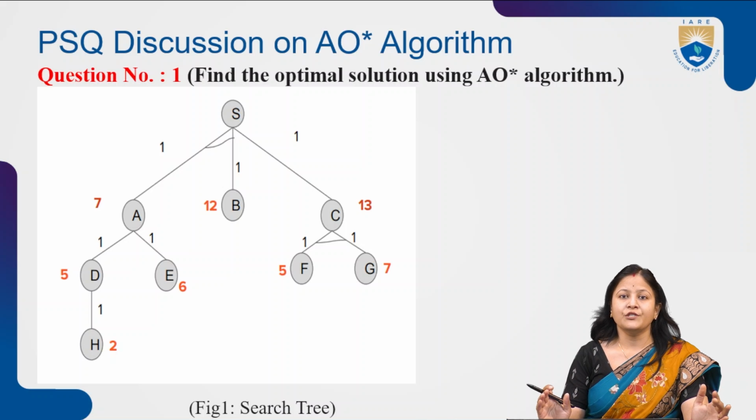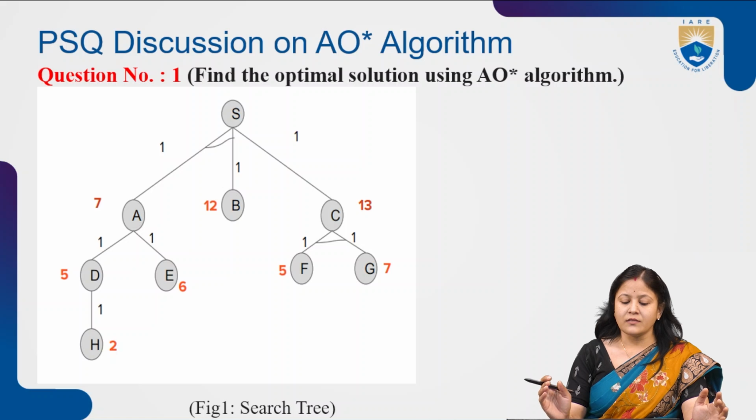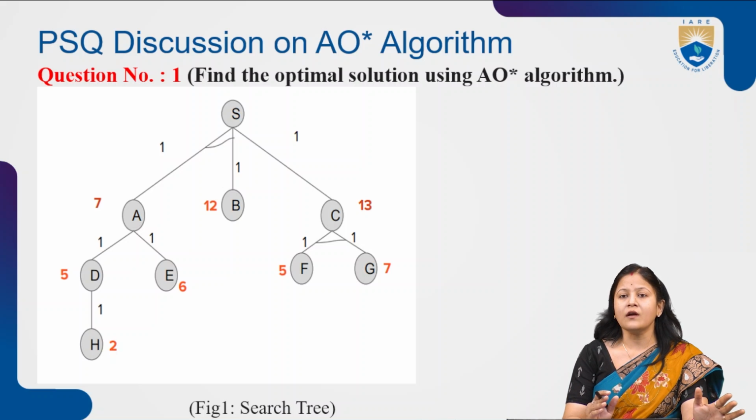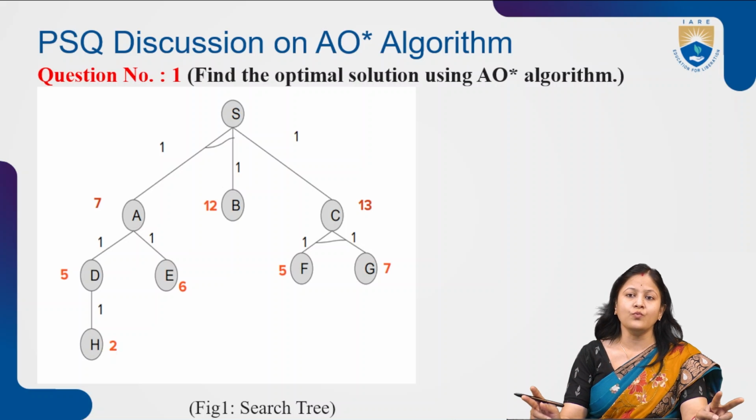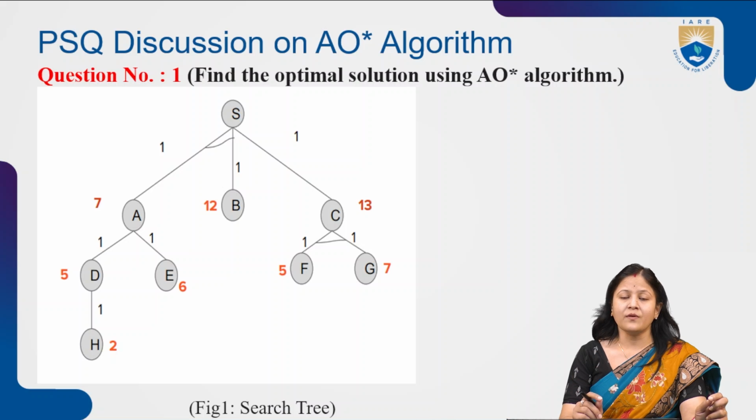This is the first question. Find the optimal solution using the AO* algorithm. As I discussed, this AO* algorithm is called AND-OR. For example, in real life, to own a mobile phone, either you steal from somebody, that is one way, or else you work hard and purchase a mobile phone. So there are two ways. Either you steal from somebody, which is the easiest way, or else you work hard and you can purchase it.